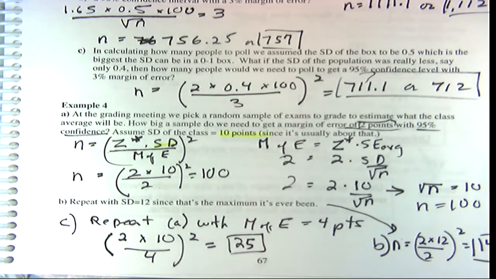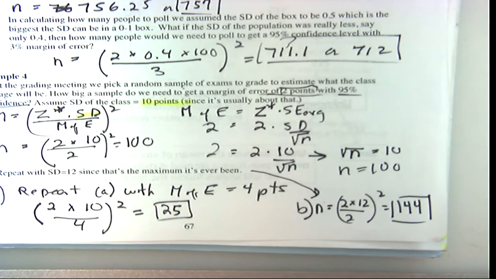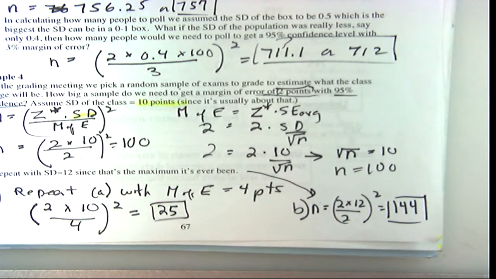So for standard error, 12 is about the biggest it's ever been. So that's part B. All right, any questions on any of that?